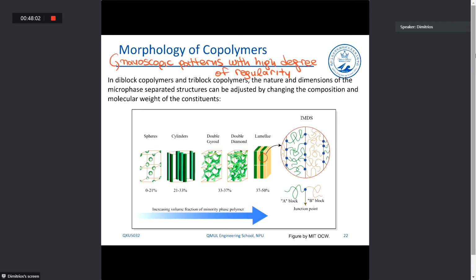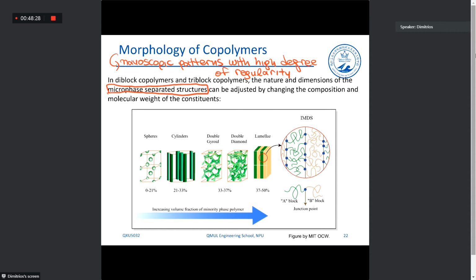Okay, and creating such tiny assemblies by copolymerization is a very important process in highly advanced technologies such as microprocessor technologies that I will explain in a bit. Here I write microphase separated structures, okay? And I'll explain why I do that.